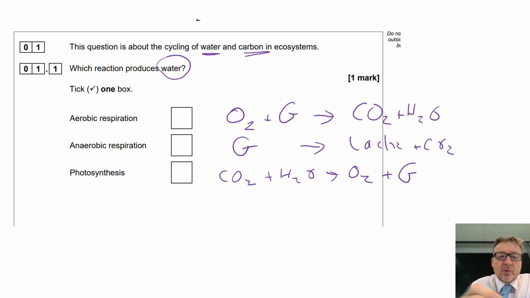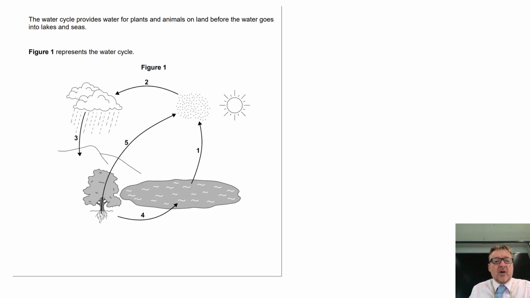So back to the question, which reaction produces water? We have got water. No question on this one here. The water cycle provides water for plants and animals on land before the water goes into lakes and seas. Figure one represents the water cycle.